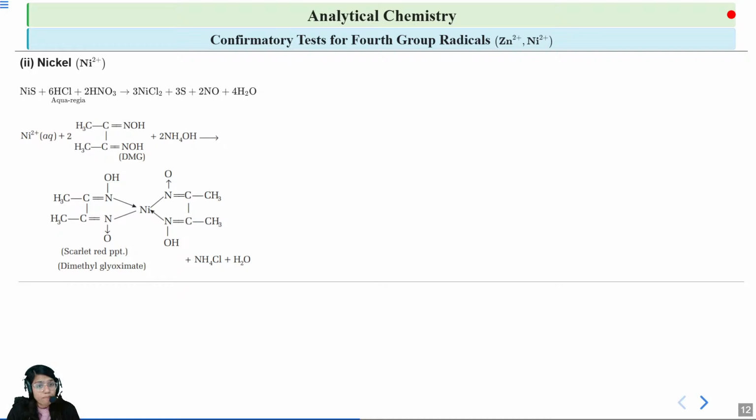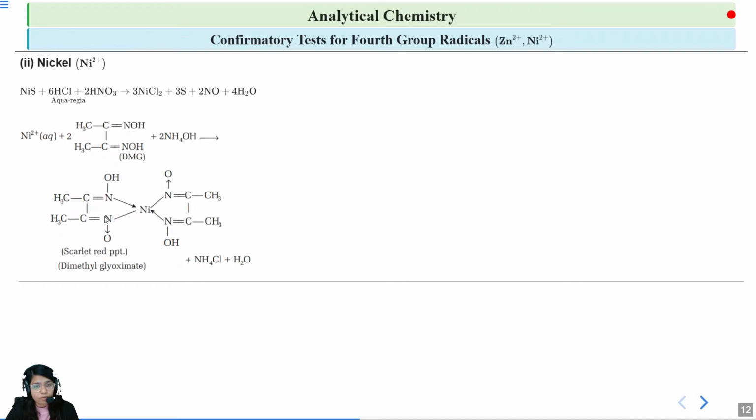So the most important confirmatory test for Ni2+ is the dimethyl glyoxime test, that is the DMG test. This is the most important confirmatory test for nickel ions. When nickel ion solution is treated with dimethyl glyoxime in the presence of ammonium hydroxide, NH4OH, a scarlet red precipitate of nickel dimethyl glyoximate is formed.